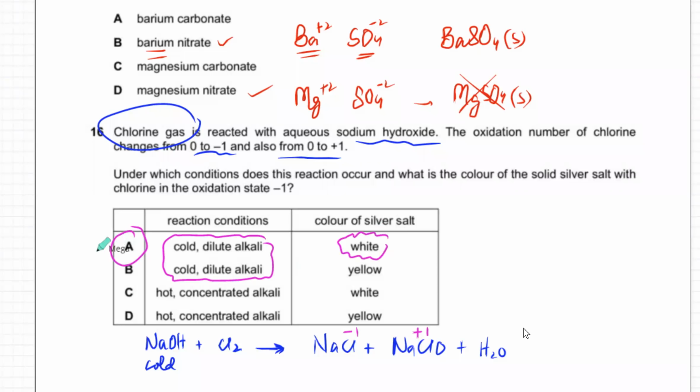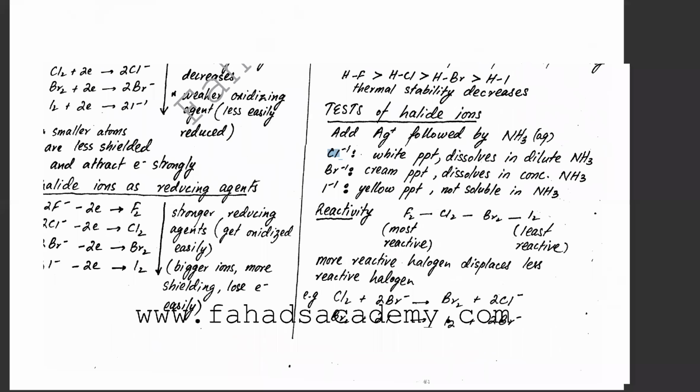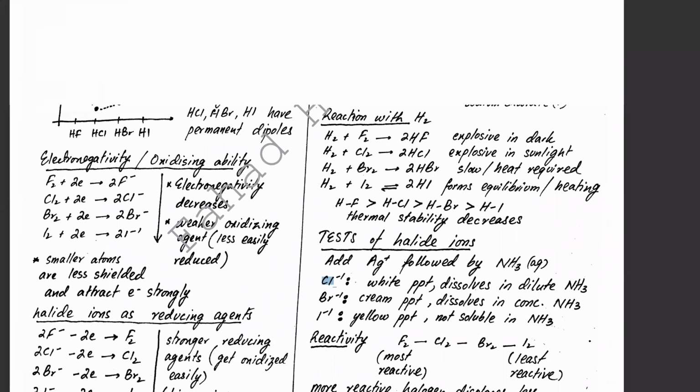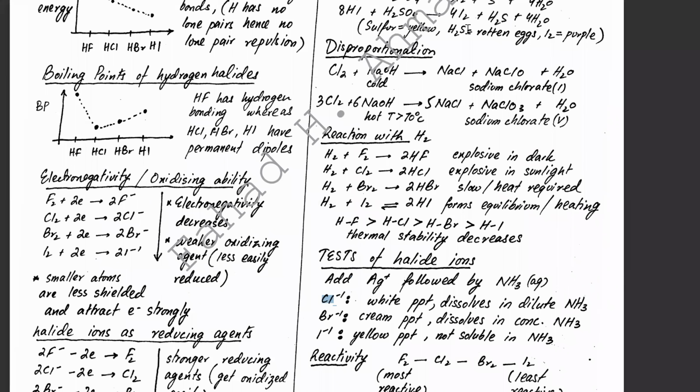So just make sure, I'll send you these notes. Most of the stuff related to these notes has got to be remembered. That's just got to be memorized. Disproportionation, the test of the ions, that's got to be remembered.